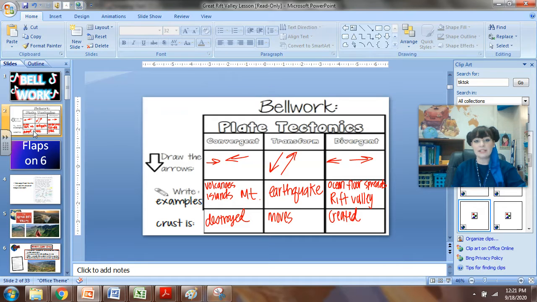Then the next type is a transform boundary. That is when they rub up next to each other. We get earthquakes there. And then our last type that we're talking about today, is a divergent boundary. Okay, so that's when they pull apart.